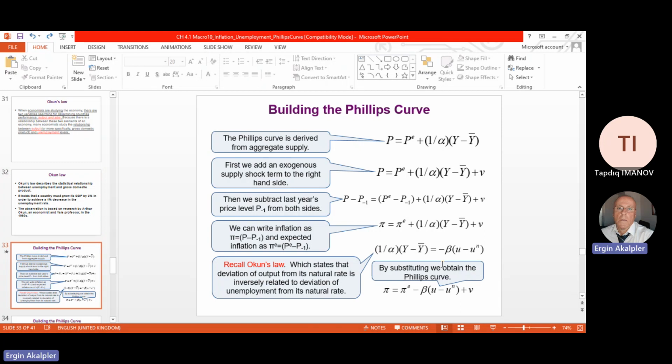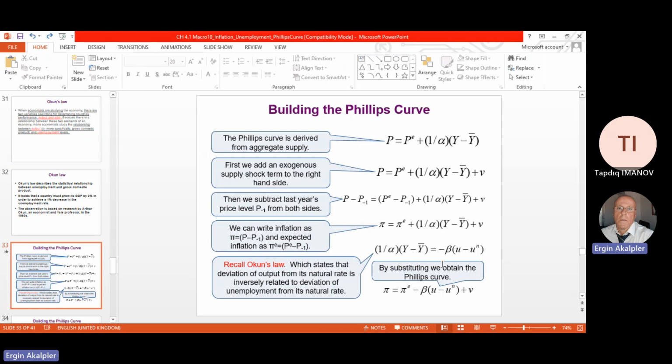When we look at the Phillips curve, which is related to price changes, as you understand, price changes heavily affect and change the economy. Therefore, the aggregate supply is derived from the Phillips curve, as given here. The current price is equal to the expected price plus 1 over alpha, the coefficient of the output, times the difference between actual output and potential output.